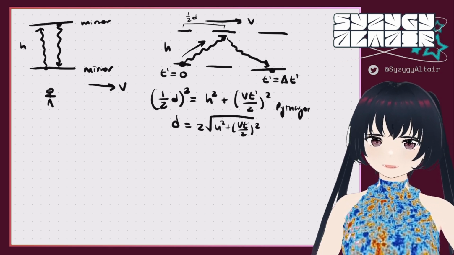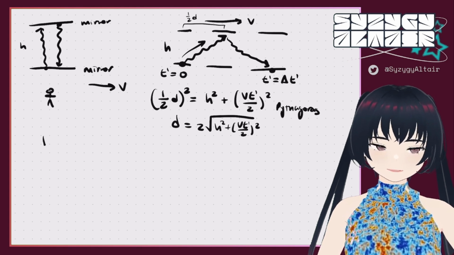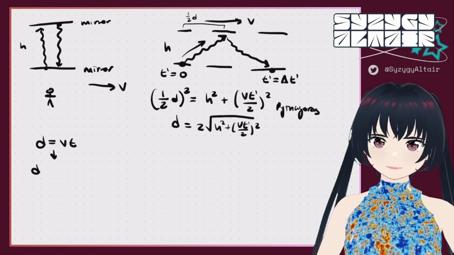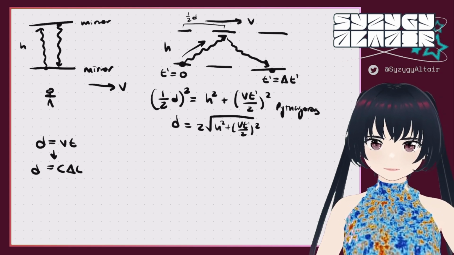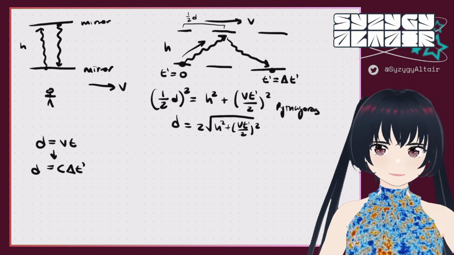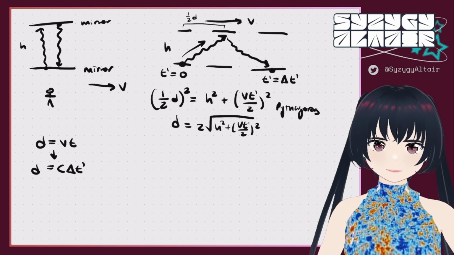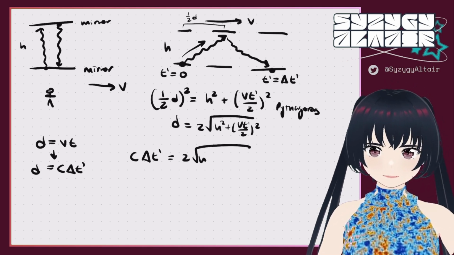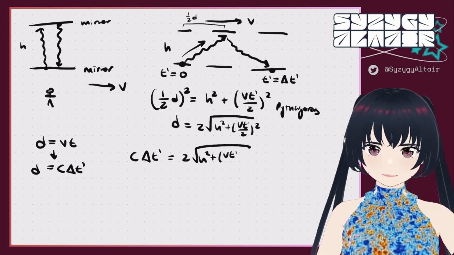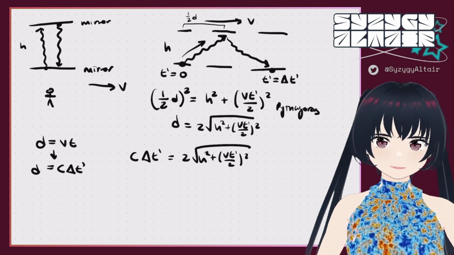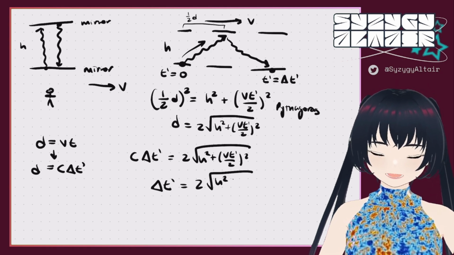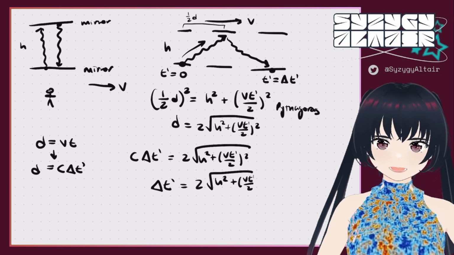We can use our simple kinematics equation now. Distance is equal to velocity times time, but now using velocity as the speed of light c. We can input the distance that traveled when we saw the clock move. And we get that each tick, delta t prime, is equal to 2 times the square root of h squared plus (v times t prime over 2) squared, divided by c.